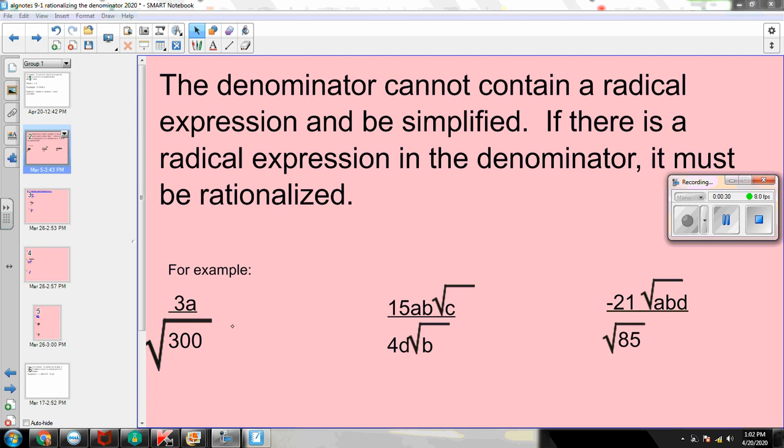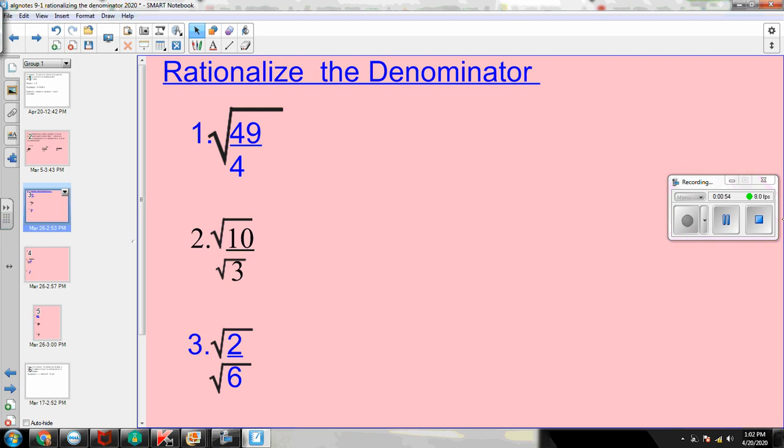For example, this first problem is not simplified because we have the radical sign in the denominator around the 300. The second one has a radical sign in the denominator. The bottom one has a radical sign in the denominator here around 85. So our goal today is to simplify by getting rid of the radical sign in the denominator, and it's called rationalizing the denominator.